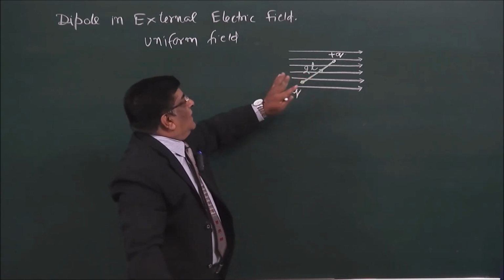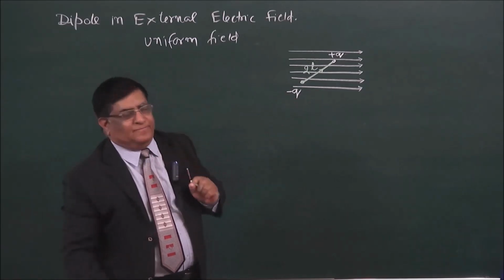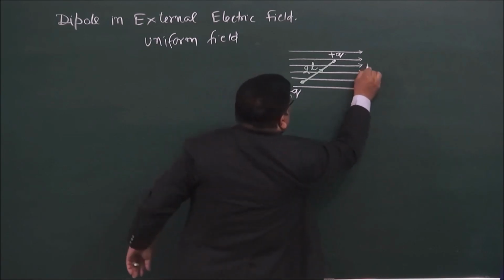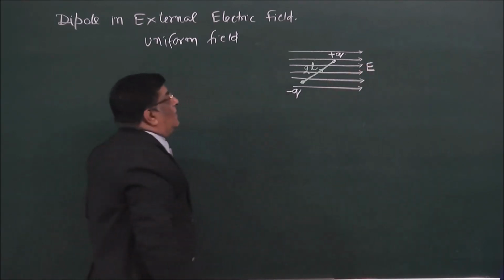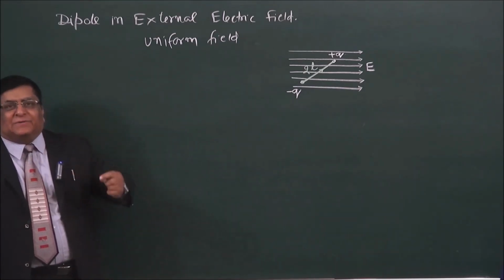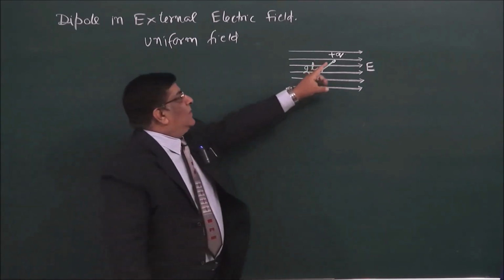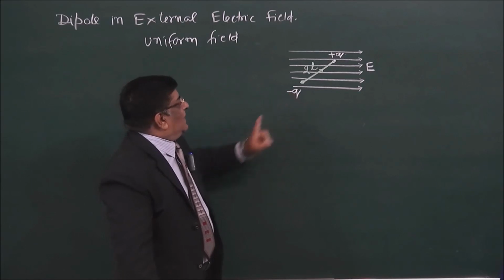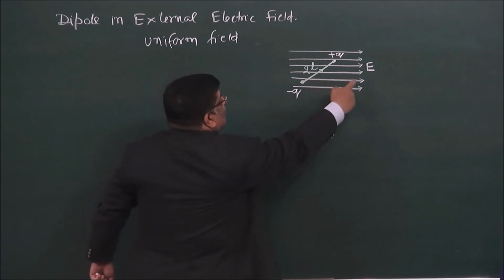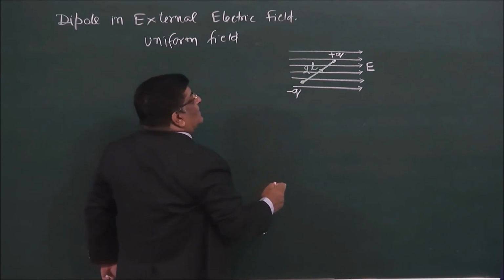Now, what are the different characteristics of this dipole that we are going to study? Number one, this dipole which is kept in an electric field, does it experience any force and does it experience any torque? First we will try to find out. The dipole consists of two particles. The particle minus Q experiences a force because whenever a charge is kept in an electric field, it experiences a force. What is the direction of that force?